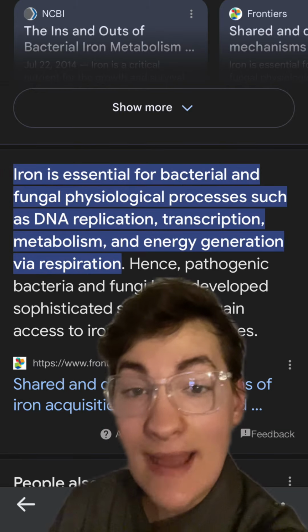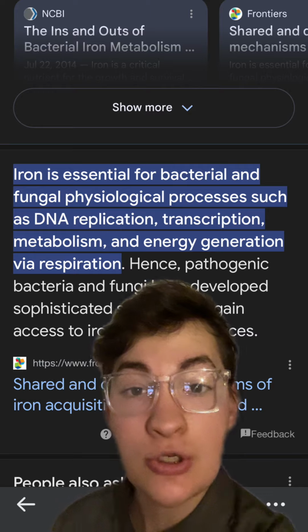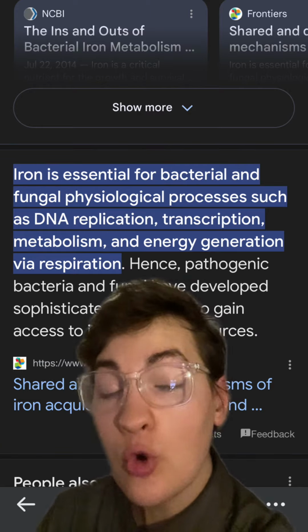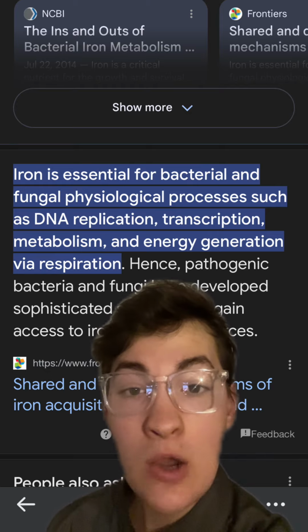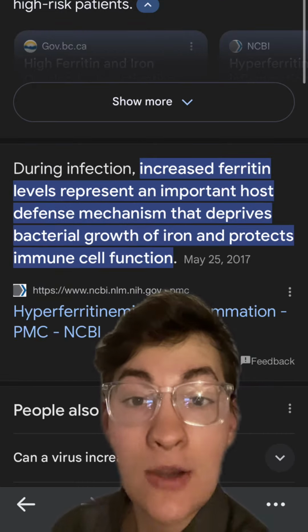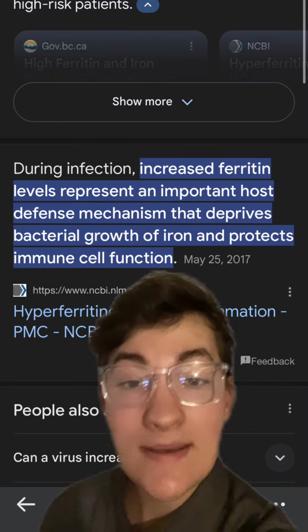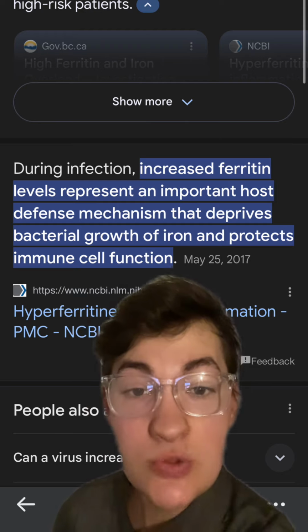This is almost certainly an evolutionary adaptation to prevent against further sickness and virus replication. This is because all bacterial and fungal species require iron for DNA replication and for replication of themselves. Therefore, sequestering iron into storage represents an important host defense that deprives bacteria of iron that they need to grow and protects the function of our immune cells.